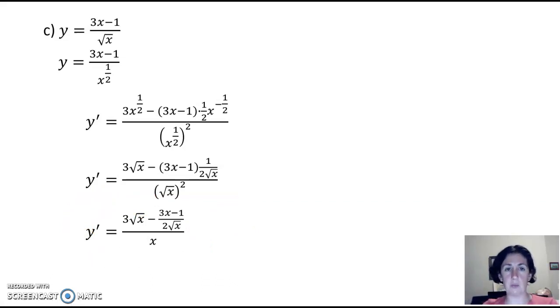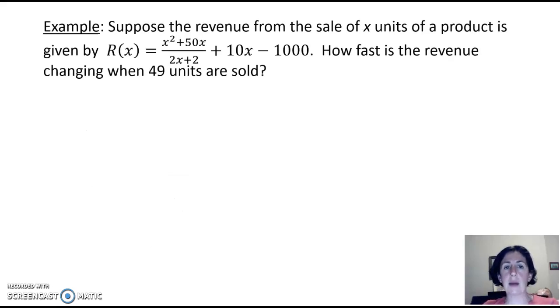So let's see an application problem of this. Suppose the revenue from the sale of x units of a product is given by R of x equals x squared plus 50x over 2x plus 2, plus 10x minus 1,000. How fast is the revenue changing when 49 units are sold? Now, to measure how fast something is changing at a given instant, that's your instantaneous rate of change. What measures the instantaneous rate of change? A derivative. At what instant? At 49 units. In other words, we are looking for the derivative of the revenue at x equals 49.